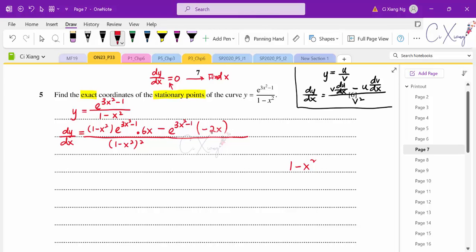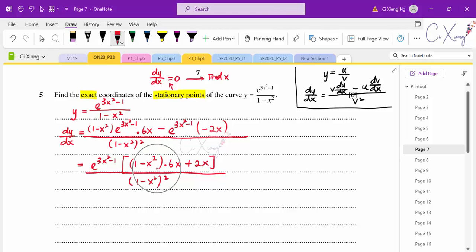Okay, then next, before I can solve the equation, I need to try and simplify or factorize out my fraction first. Okay, I will be having e power 3x squared minus 1. If I factorize out e power 3x squared minus 1, right, I'm having 1 minus x squared in front. Oh, I need to times 6x, then plus 2x. Okay, so negative and negative become positive, alright? Okay, then the e power 3x squared minus 1 has been factorized out. Okay, divided by 1 minus x squared squared.